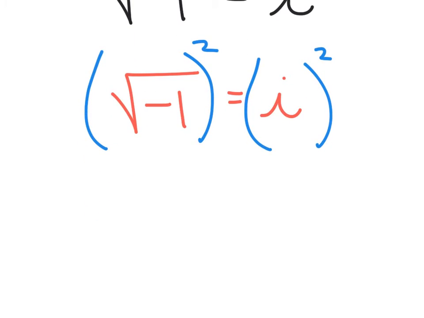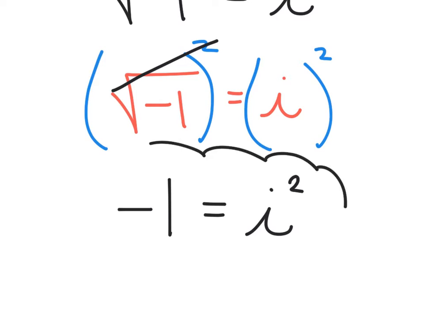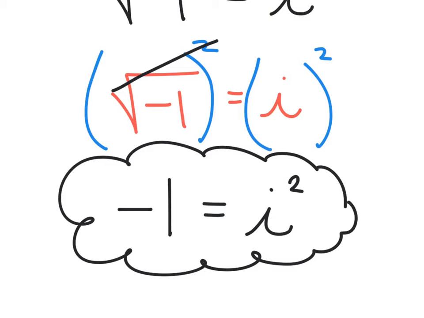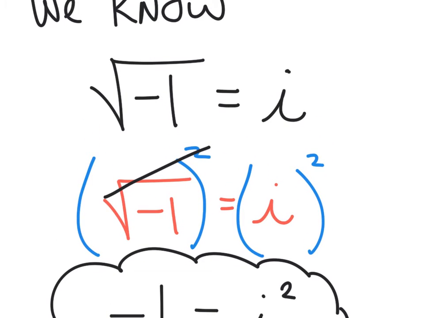Now what happens? Those cancel, and negative 1 is equal to i squared. And I want you to box this in. This is the second big idea for tonight. So we need to know that negative 1 is equal to i squared, and that the square root of negative 1 is equal to i. So obviously, if you know this one, it's easy to remember. Just square both sides. So i squared equals negative 1.